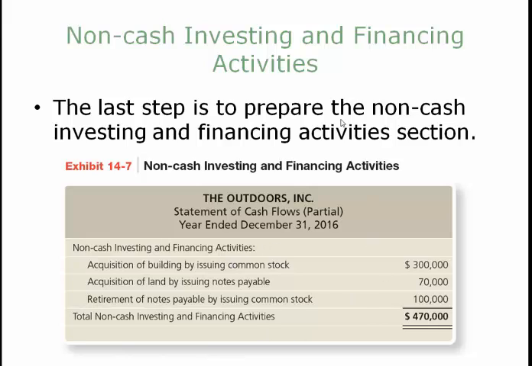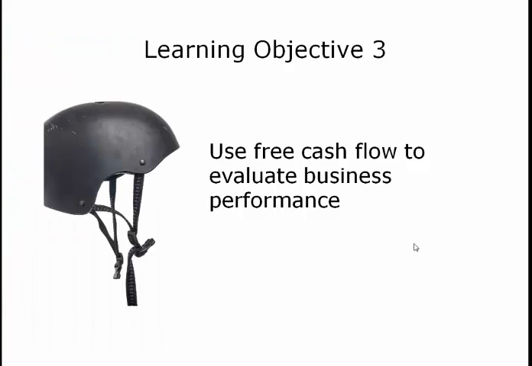And here is the non-cash investing and financing activities. They issued common stock to get that building. They got land with the issuance of notes, and they retired notes by issuing common stock. All non-cash transactions. These are on the bottom here. Okay? And there's $470,000 of investing and financing activities that were non-cash. And you don't want to put those in, like we talked about, because it's an in and an out, and it distorts the rest of the statement of cash flows.